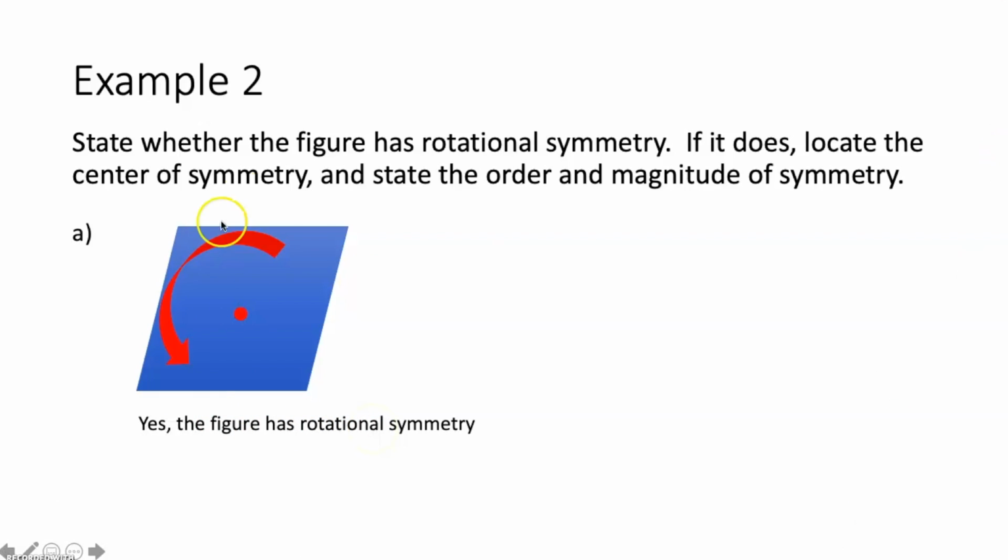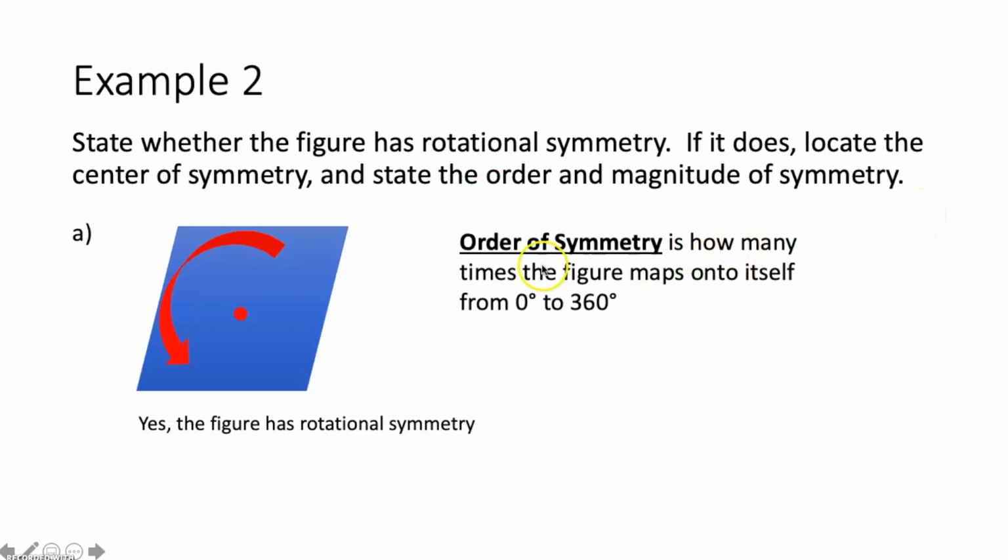We then have to state the order and magnitude of symmetry. So what is the order of symmetry? The order of symmetry is just how many times the figure maps onto itself from 0 degrees to 360 degrees. So here's how this works. We're going to figure out how many times we can spin this given shape and get the exact same shape from 0 degrees to 360 degrees.